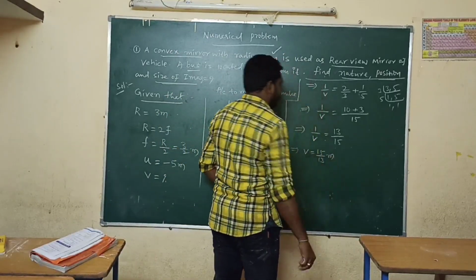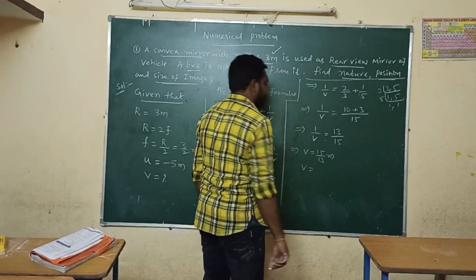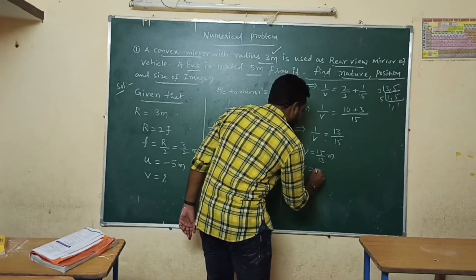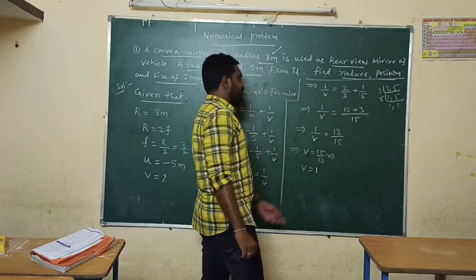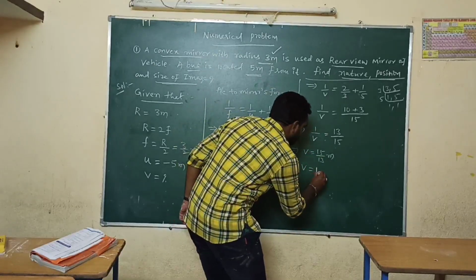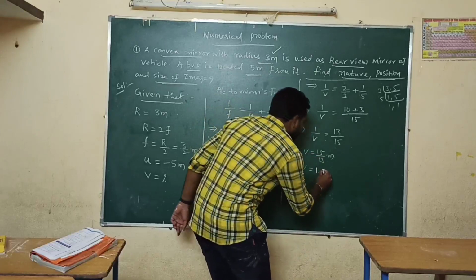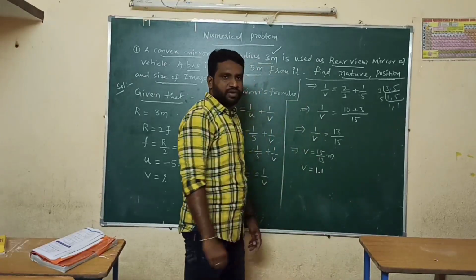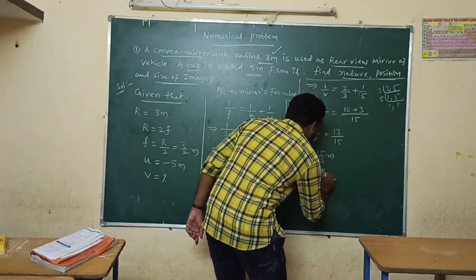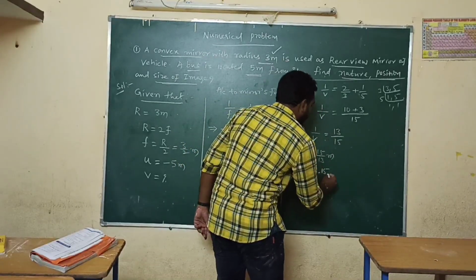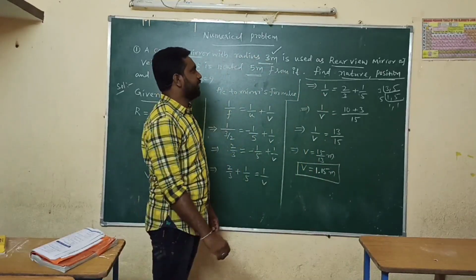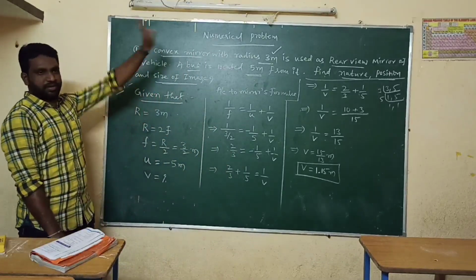So v is around 15/13 meters. If we find the ratio approximately, 13 goes into 15 once, and the remaining is 2. If we keep the point, it becomes 20, again 1, and the remaining is 7. Already we put the point, so it becomes 70, and 13 fives are 65. So it is enough: v equal to 1.15 meters. We got v equal to 1.15 meters, so that means we got the position of the image.